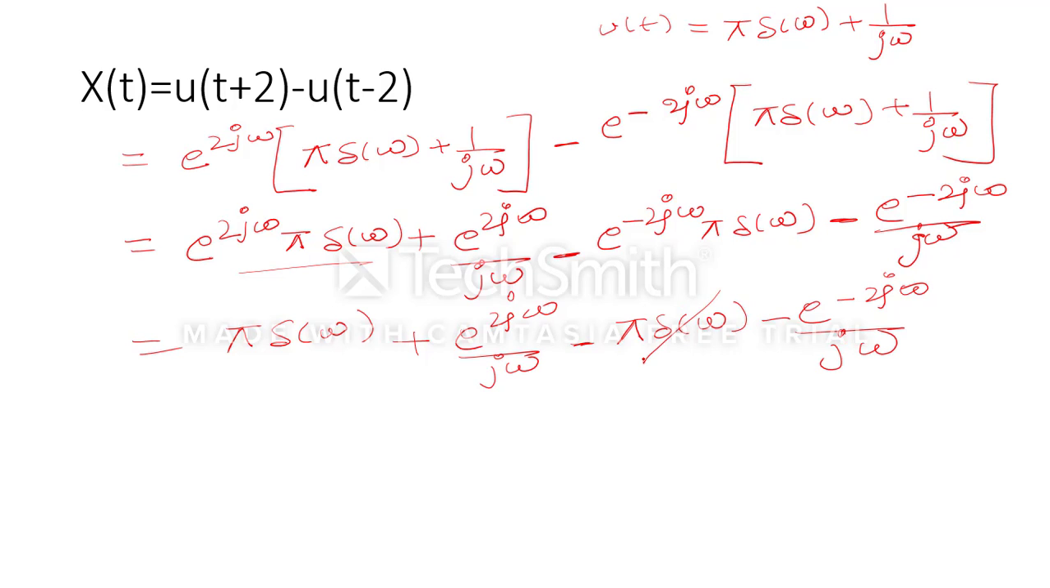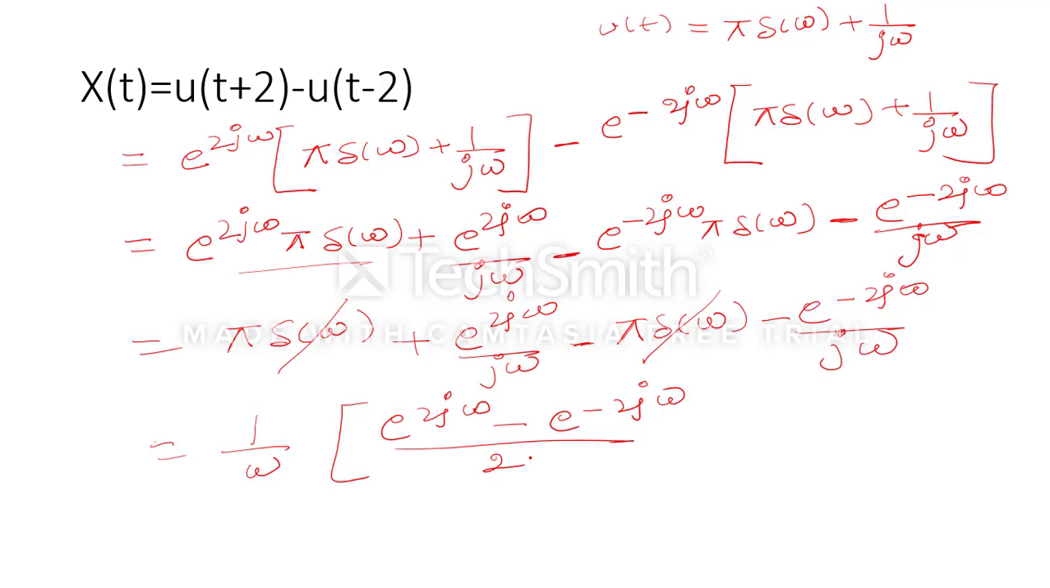So the same terms will cancel out, and 1/ω we can take common. We know that e^(2jω) − e^(−2jω), if we multiply by 2 and j is already there, becomes the sine term. So it becomes (2/ω) sin(2ω). So this will be the final result.